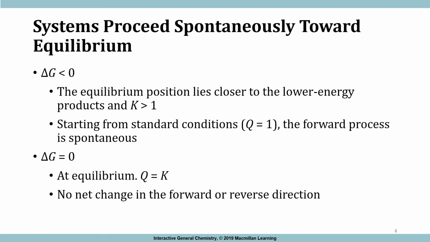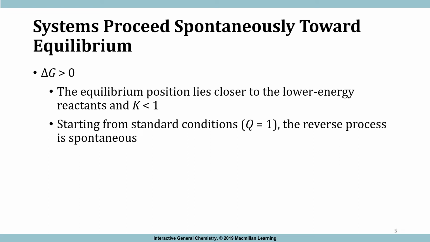So to summarize that table, if delta G is less than 0, that's a spontaneous reaction. And then the equilibrium position lies closer to the lower energy products, and K is greater than 1. And then if we start from standard conditions, where Q is equal to 1, the forward process is going to be spontaneous. At delta G equals 0, it's at equilibrium, and then Q is also equal to K. And there's no net change in the forward or reverse reaction. So it wouldn't be spontaneous, it wouldn't be moving either way.